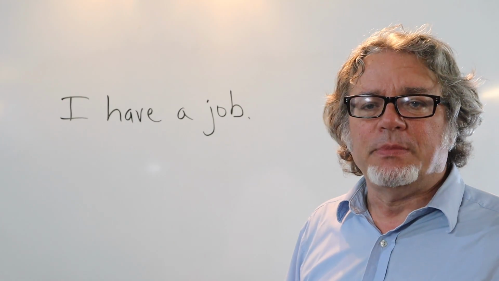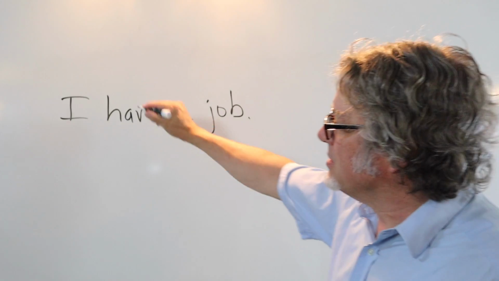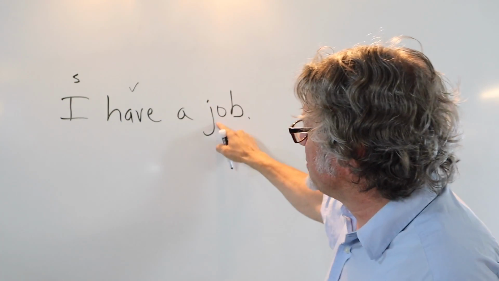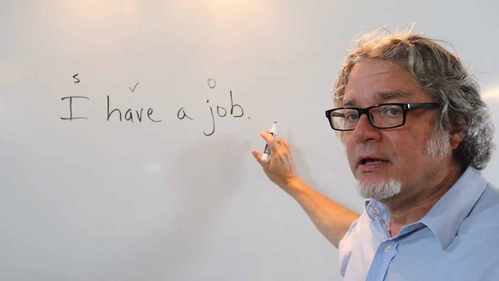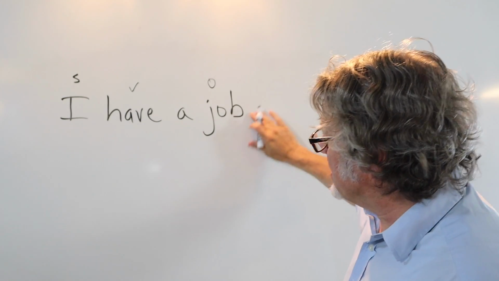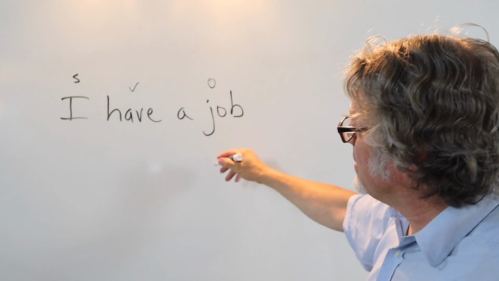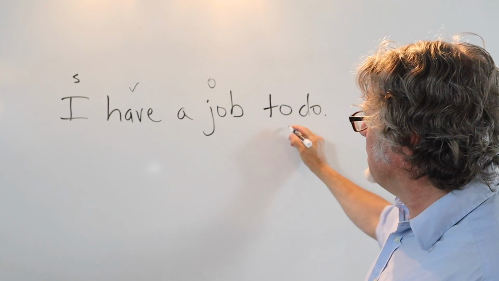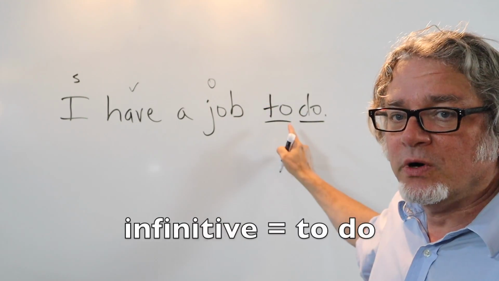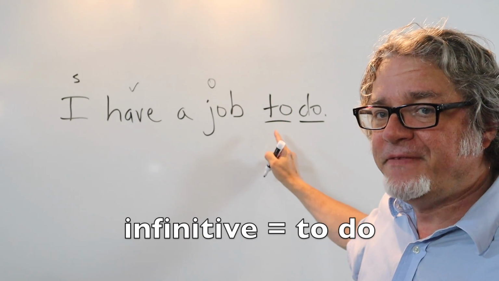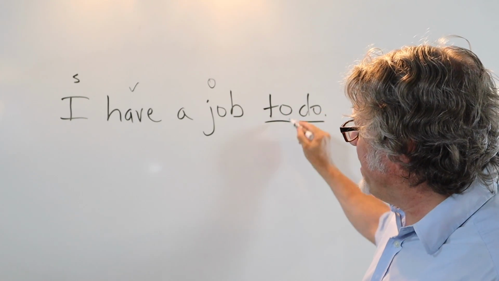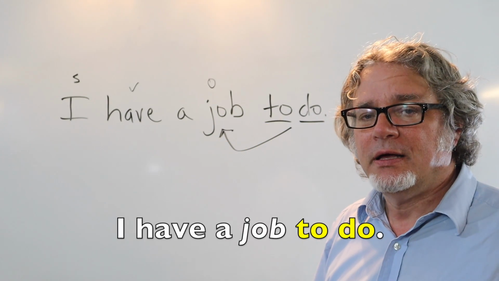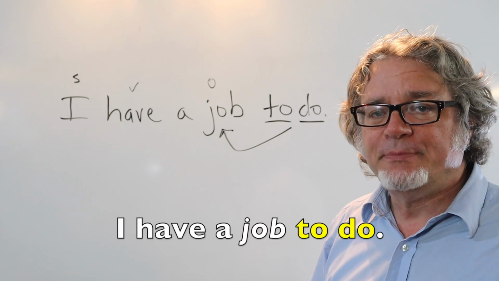I have a job. In this sentence, this is the subject, this is the verb, and this is the object. It's possible to add to this an infinitive. I have a job to do. These two words function as an infinitive, and they modify the noun job. I have a job to do.